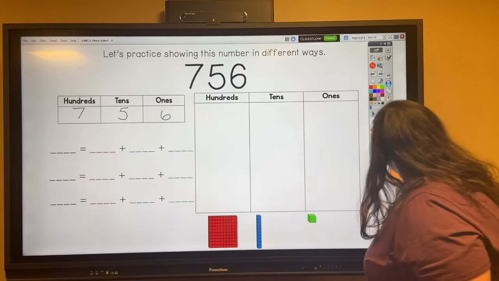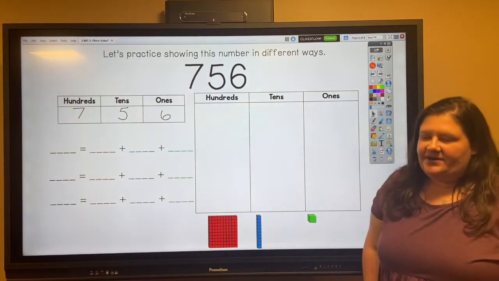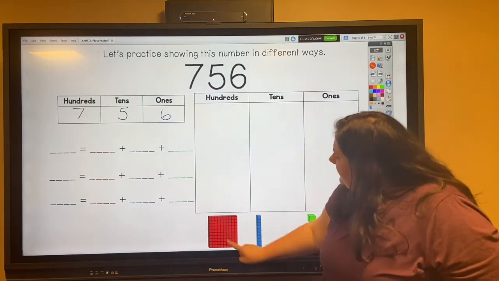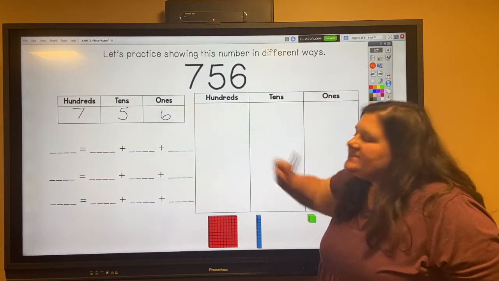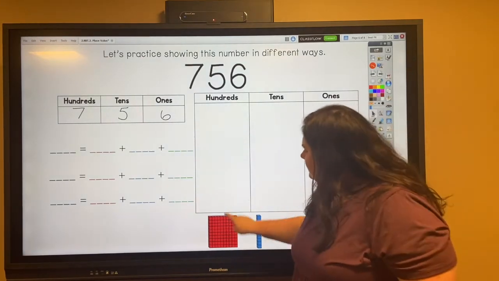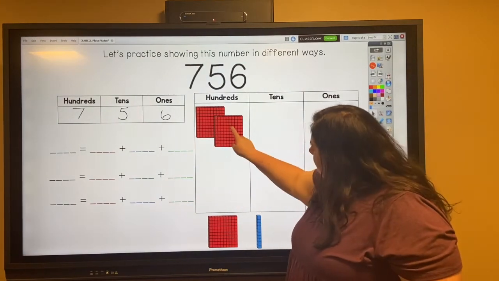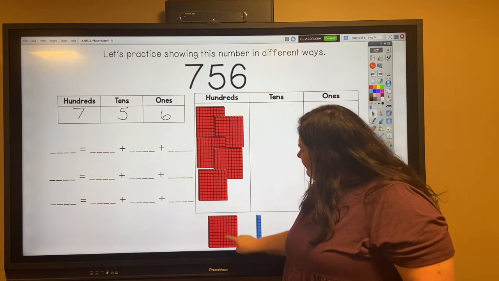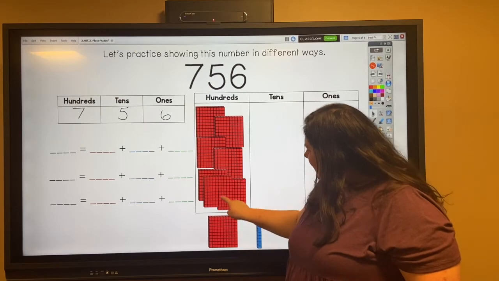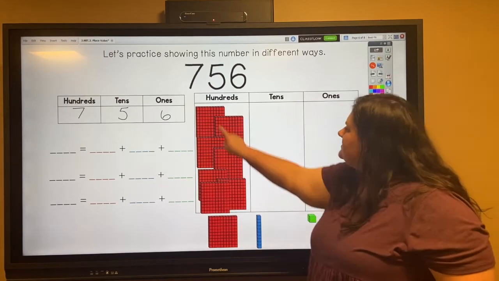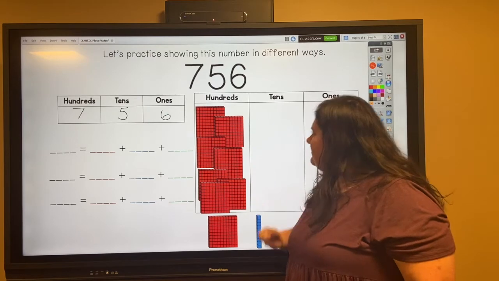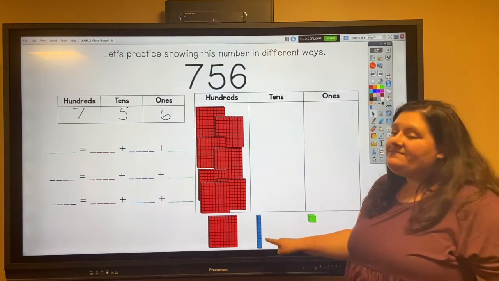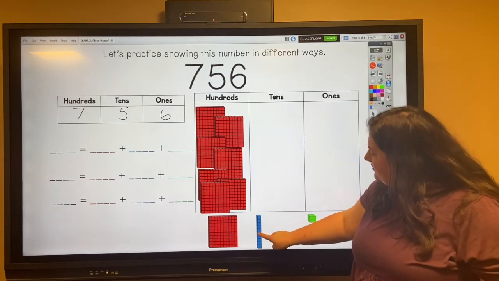Now, I can also represent this number, 756, with base 10 blocks. So for the hundreds, I'm going to place 7 flats underneath the hundreds category. So 1, 2, 3, 4, 5, 6, and 7. That shows my 700. I have 5 tens, so I'm going to place 5 tens rods underneath the tens category.